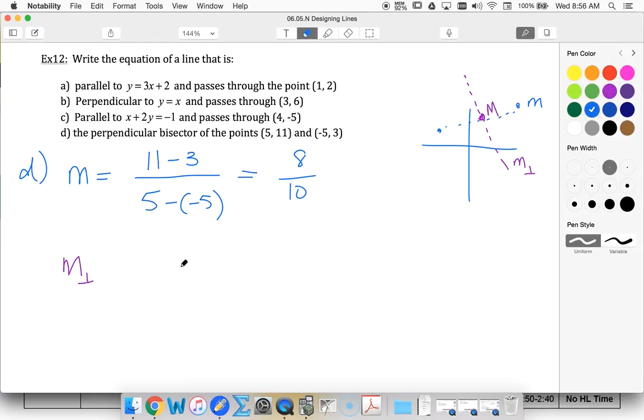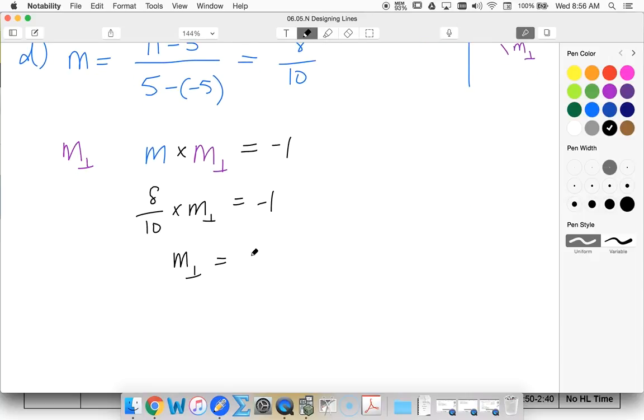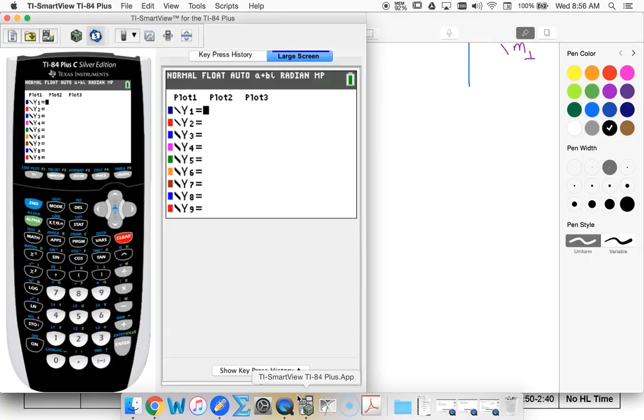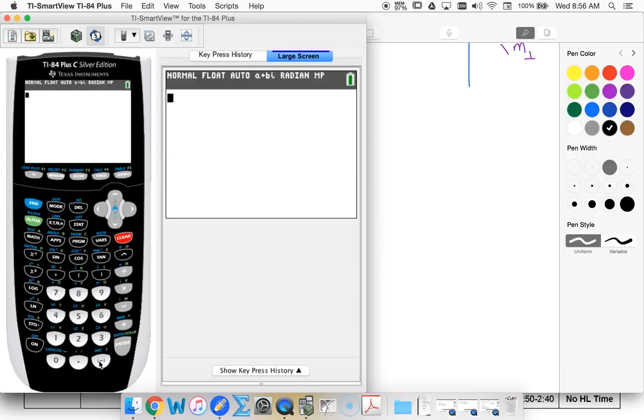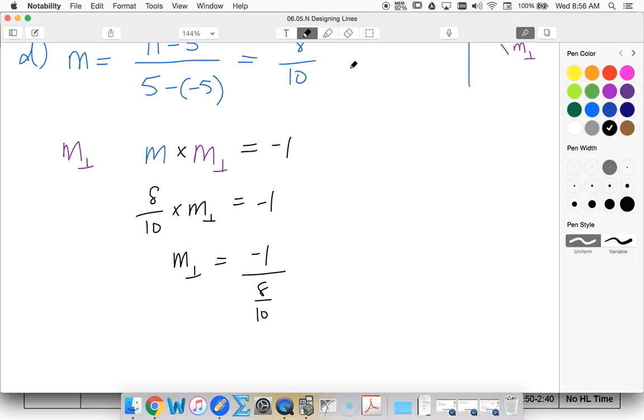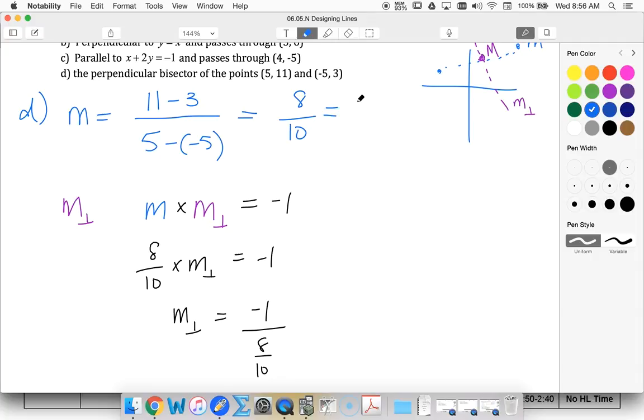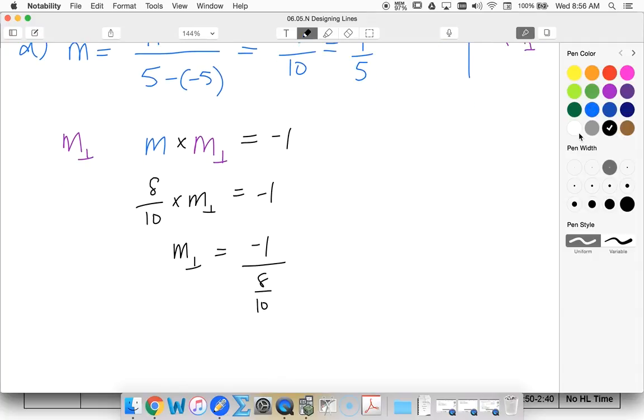Now the slope of my perpendicular line, well I know that slope of blue times slope of perpendicular must equal negative 1. So I've got 8 over 10 times the slope of the perpendicular equals negative 1. That means my slope of the perpendicular is negative 1 divided by 8 over 10. So let's do that. Negative 1 divided by my fraction of 8 over 10, and I get negative 5 over 4. Notice that 8 over 10 could have reduced if I divide top and bottom by 2 to 4 over 5. And now our calculator just told us that this reduces to negative 5 over 4.